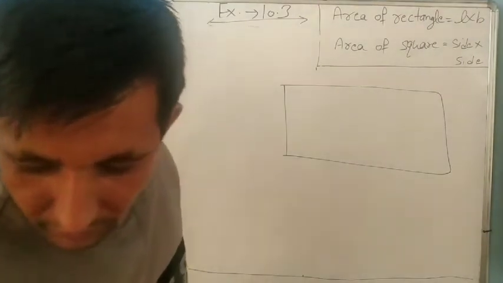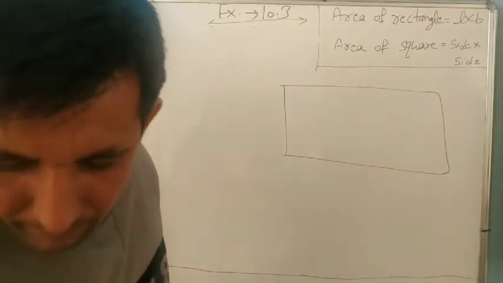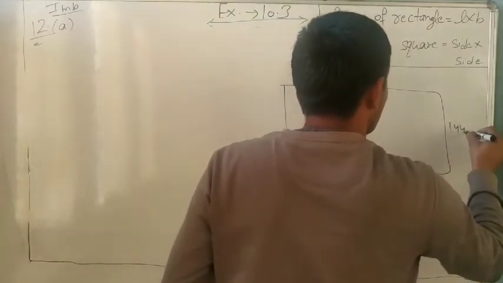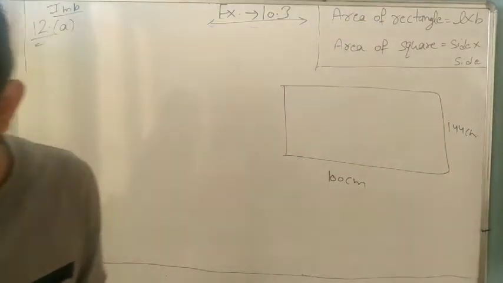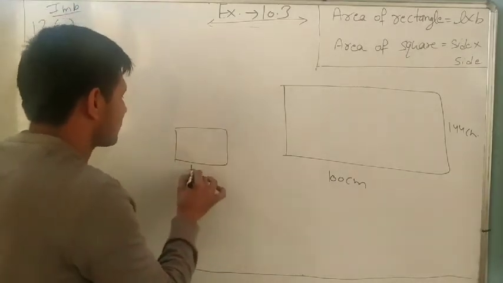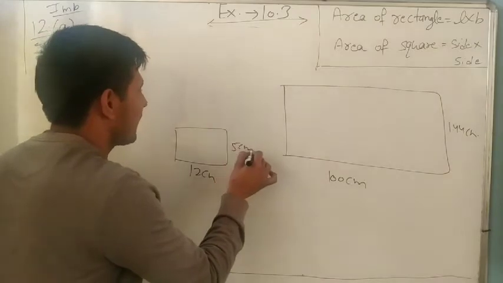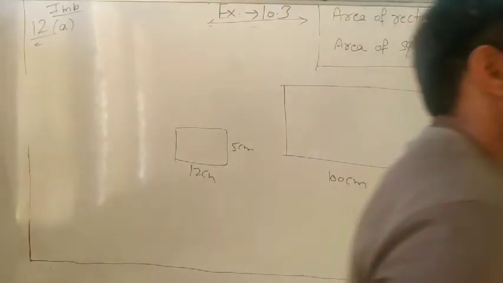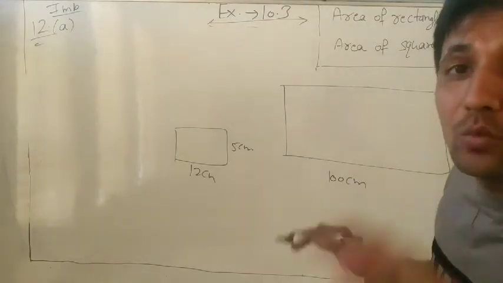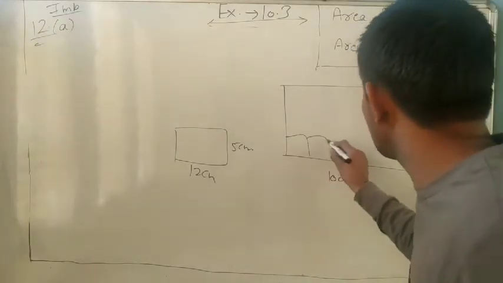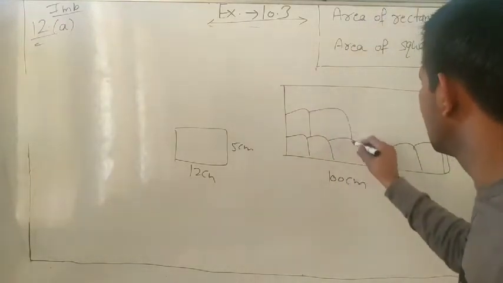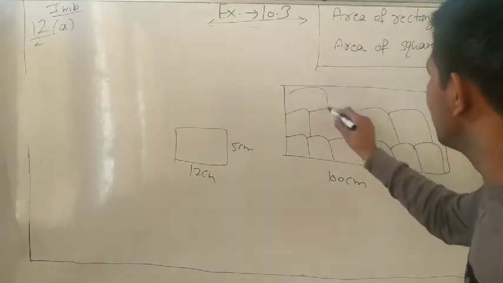The length and breadth of the floor are 100 centimeter and 144 centimeter, and the tile is also given, with length and side of a tile 12 centimeter and 5 centimeter. So we have to find how many tiles, because we will use tiles like this one. How many tiles do we need? So how will you find?